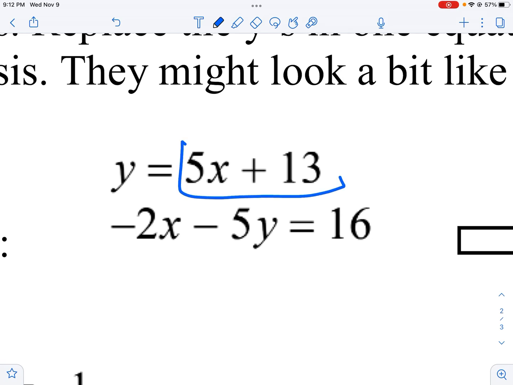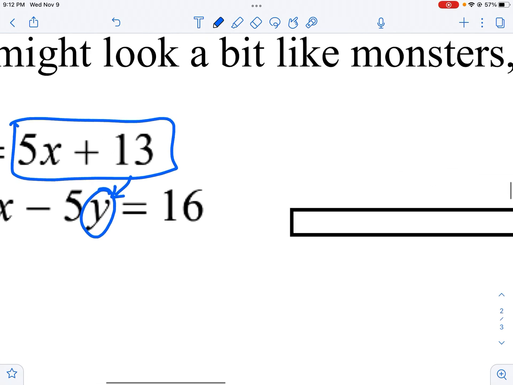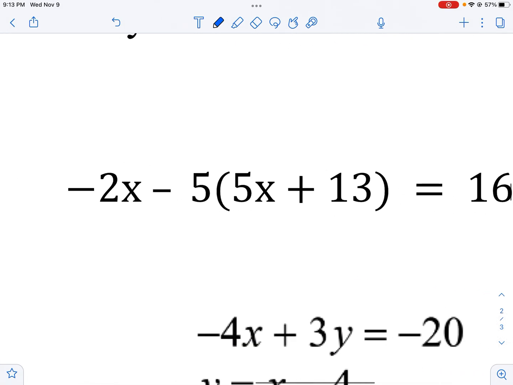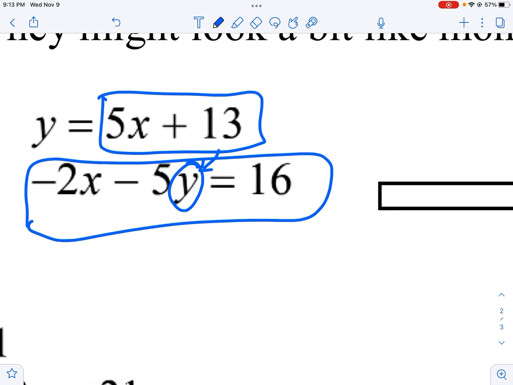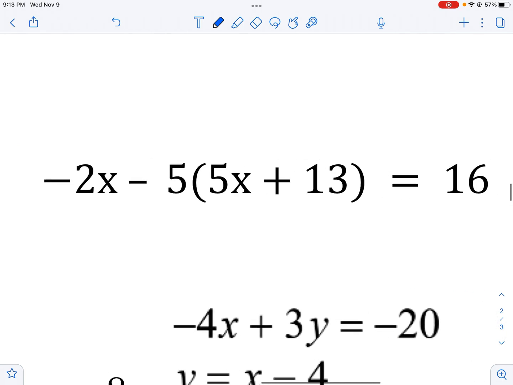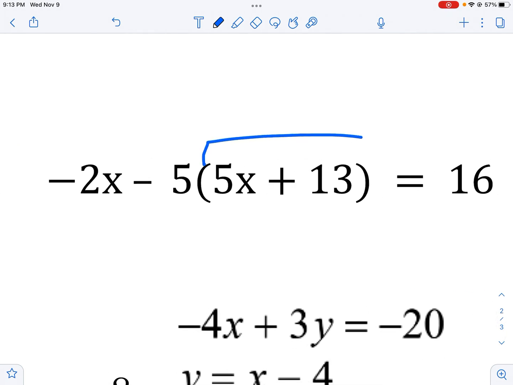And so I can take this piece and substitute it into the y here. So I'm going to do that, and that's what this example over here is. I took that second equation, negative 2x minus 5y equals 16, and replaced the y with 5x plus 13. So that's what's going on here. This is what y was, and it got replaced.